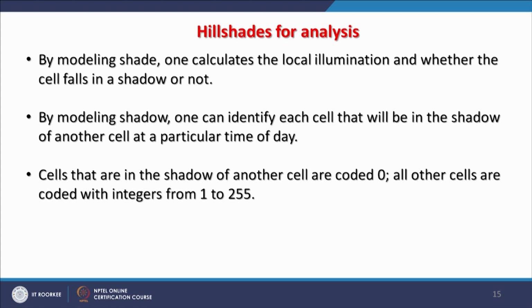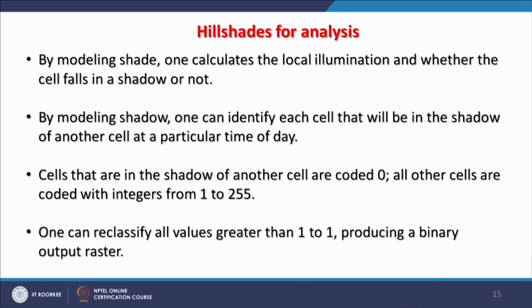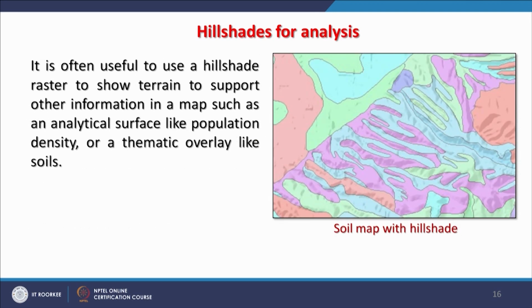Again, an 8-bit scenario. So the total variations we can have are 256, with 0 also included. And one can reclassify all values greater than 1 to 1, producing a binary output raster as well. An example is here: a multidirectional hillside, a soil map with a hillside, a simple hillside.